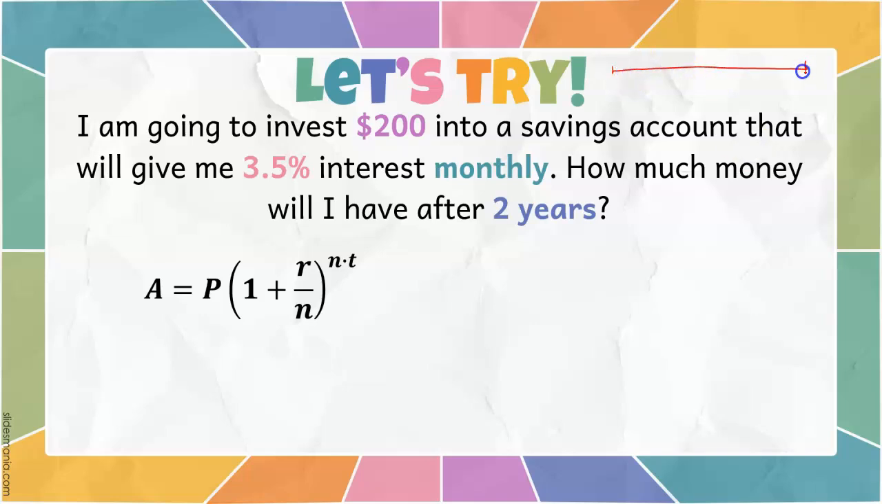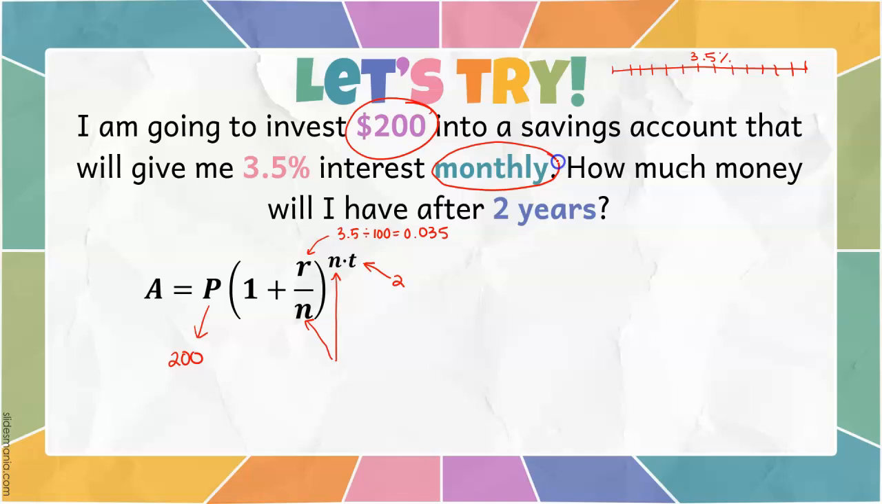Over the course of the year, I'm going to get 3.5%, but I'm going to split that into 12 separate payments. So I'm going to get 3.5% interest slowly but surely throughout the year. So let's think about what our variables are. P is our starting amount, which is 200. That's our initial value. R is our rate, which is 3.5%, but I have to divide that by 100. So that gives me 0.035 that I'm going to put in my R value. T is the amount of time that I'm going to be getting interest. So that's 2 years.